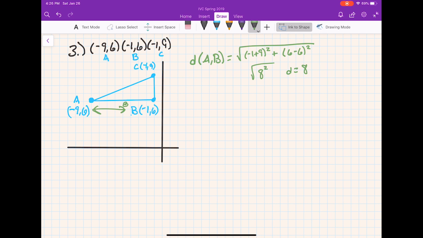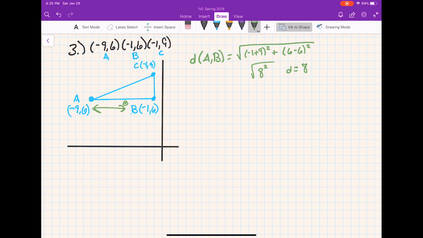Here we go, our first distance is 8. I can already see that the right angle is supposed to occur at B. So let's just do the distance from B to C.